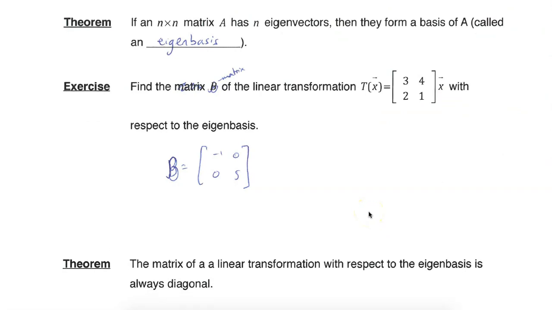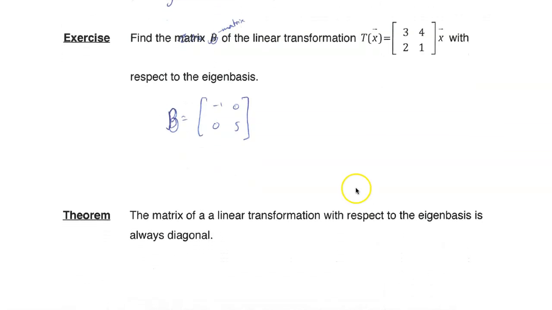So if we have an n by n matrix and we find exactly n eigenvectors, then we're lucky, it's the best case scenario, and we have a basis, and we call this basis the eigenbasis. If we want to look at the matrix of the linear transformation for this matrix here, the answer is there. Why is the answer falling so quickly? Because this is the exercise we did on the previous page.